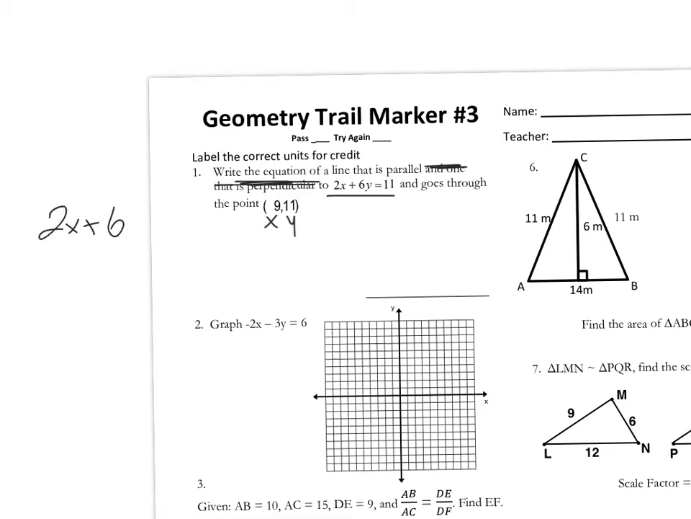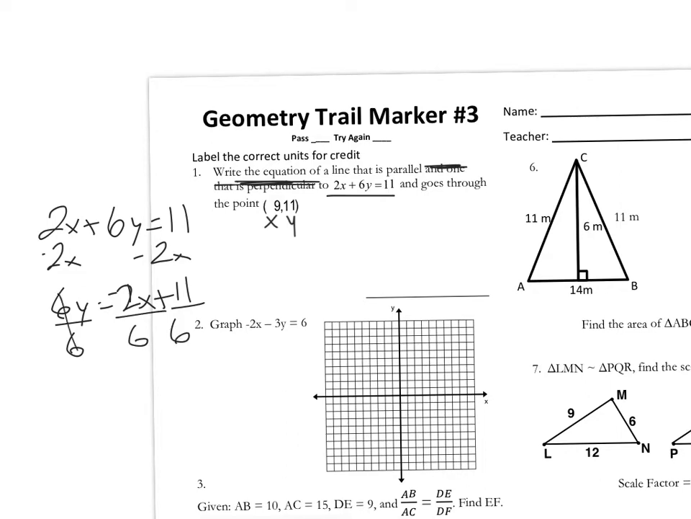So I'm going to rewrite it in y equals mx plus b form, so we can just figure out what the m is. So subtract 2x from both sides, so I get 6y equals negative 2x plus 11. Divide both sides by 6, so I get y by itself. So y equals negative 2/6, which simplifies to negative 1/3 x, and then plus 11/6.